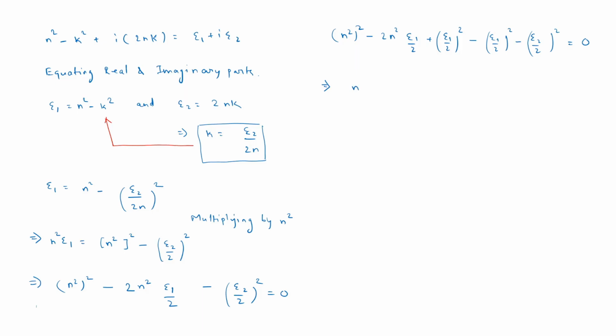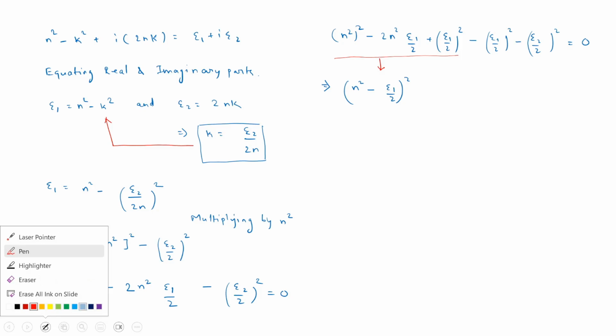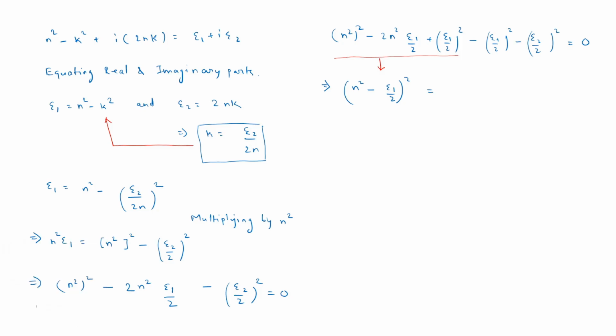Now n square minus epsilon 1 by 2 whole square. Now you see, this entire expression from here to here can be written as this. So what I am doing now, this is equal to epsilon 1 by 2 whole square plus epsilon 2 by 2 whole square. Now what we are going to do is to take a square root of this. N square minus epsilon 1 by 2 is equal to plus or minus 1 by 2 square root of epsilon 1 square plus epsilon 2 square.